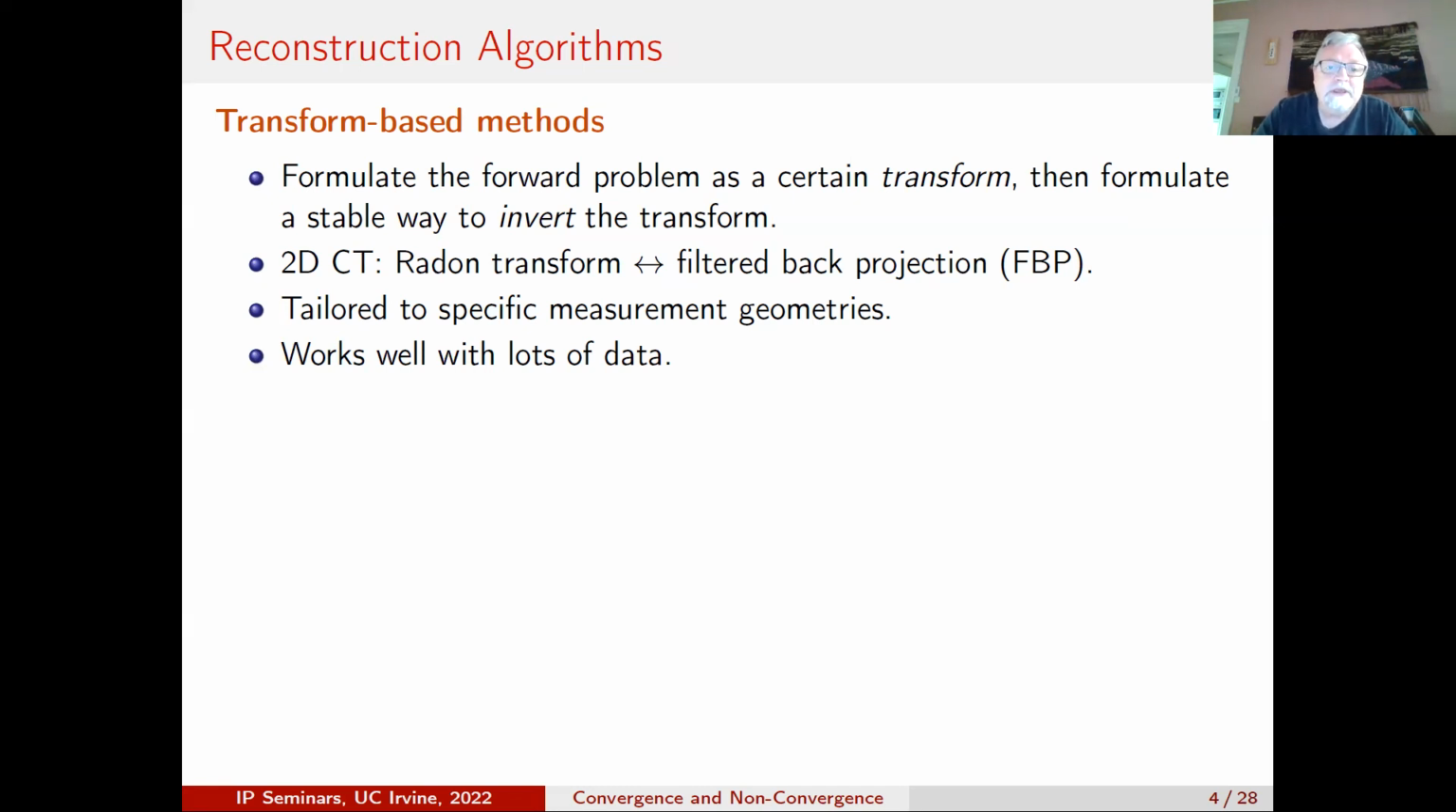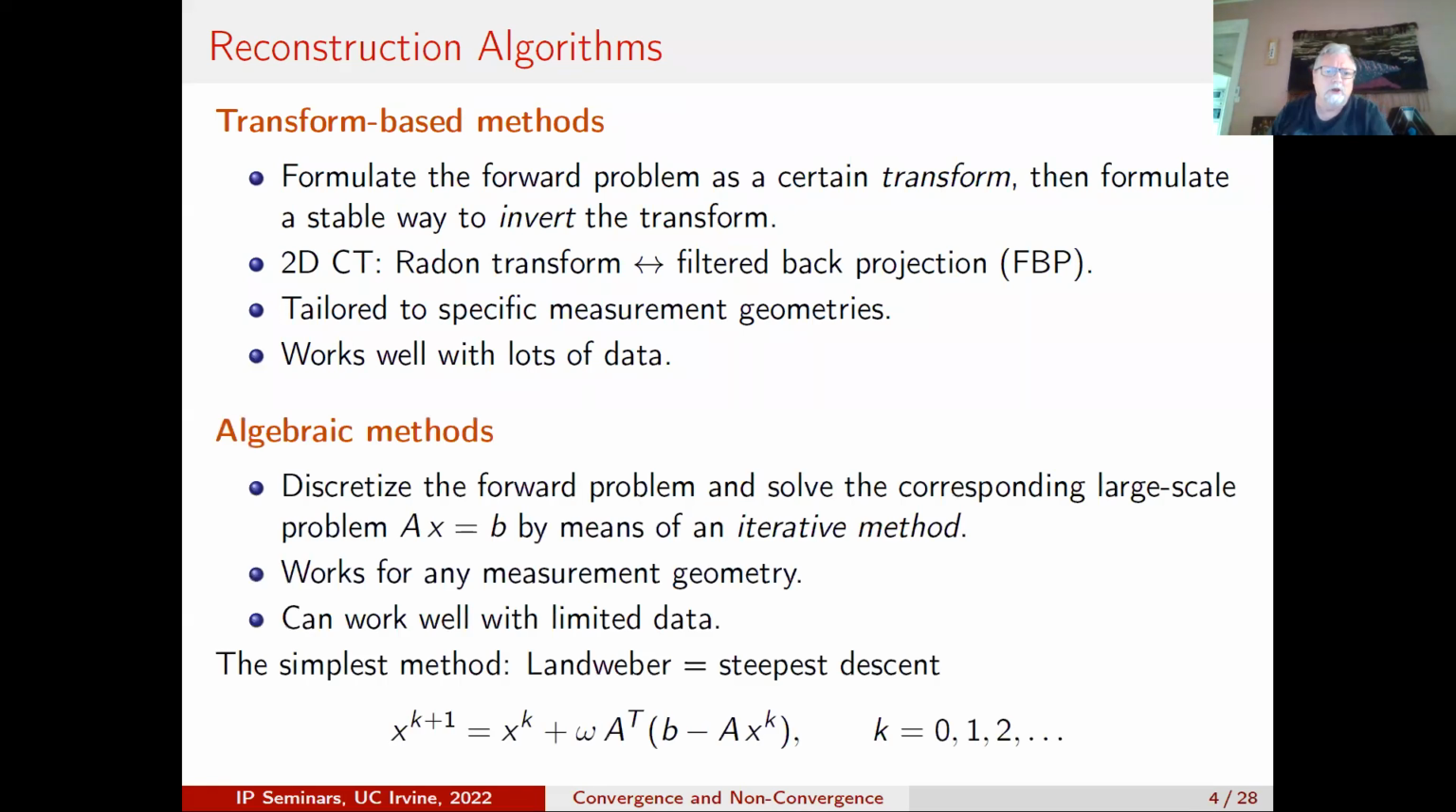Okay, so these transform methods can be very fast because very often you can implement them by means of fast Fourier transforms. And if you have lots of good data, then they can give amazing results. Unfortunately, they are kind of tailored to specific measurement geometries. And if you have less data or if you have noisy data, they may not perform so well. So for that reason, people have been looking at other algorithms.